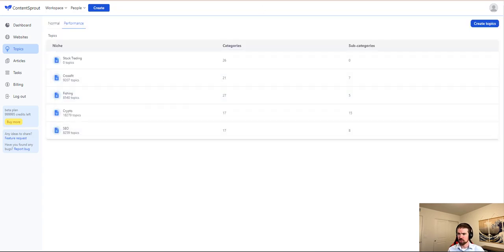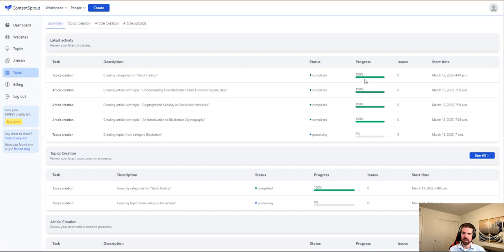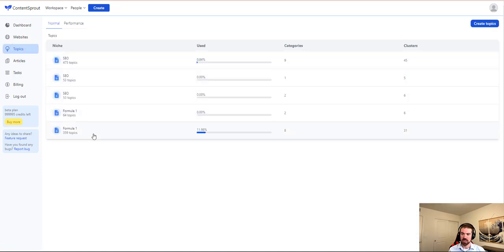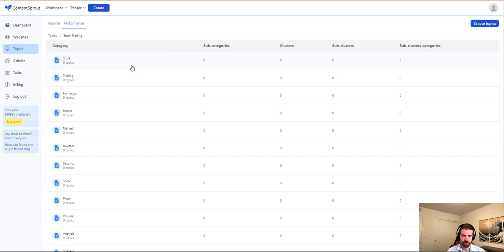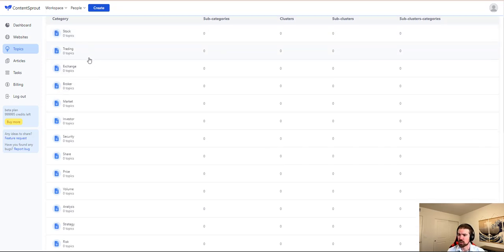Great. So first of all, this is a staging environment. This is not live for everybody. Keep that in mind. While this is running, you can see right here in tasks that it's creating categories. I forget this is so quick. So one of the first things that's changed is, go switch over to performance. It has 0 topics, but we have 26 categories. So now the way that it's going to work is 0 credits are used in order to just get your categories, right? So now we have stock, trading, exchange.